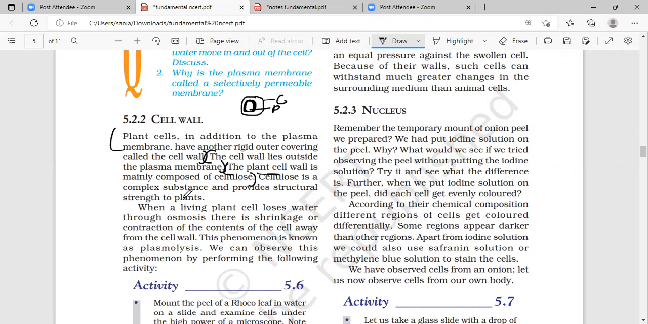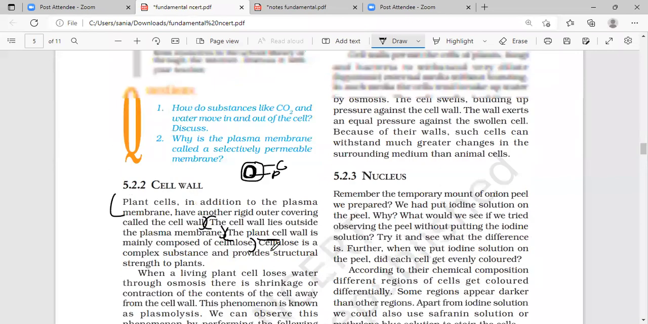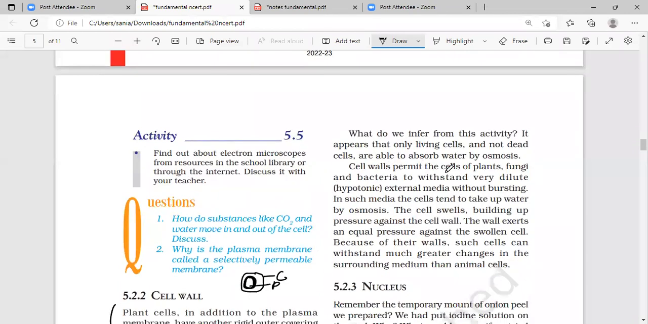Okay. Then when a living plant cell loses water through osmosis, there is a shrinkage in content. This phenomenon we'll be doing later on. Next, the cell wall permits the cells of plants, fungi, and bacteria to withstand very dilute external media without bursting. In such media, the cell tends to take up water by osmosis. The cell swells, building up pressure against the cell wall. The wall exerts an equal pressure against the swollen cell. Because of their wall, such cells can withstand much greater changes in the surrounding medium than animal cells.